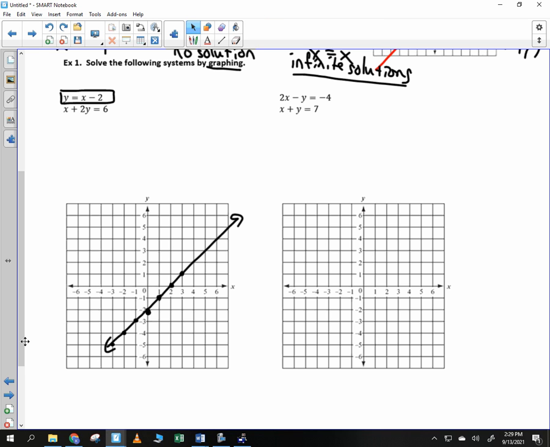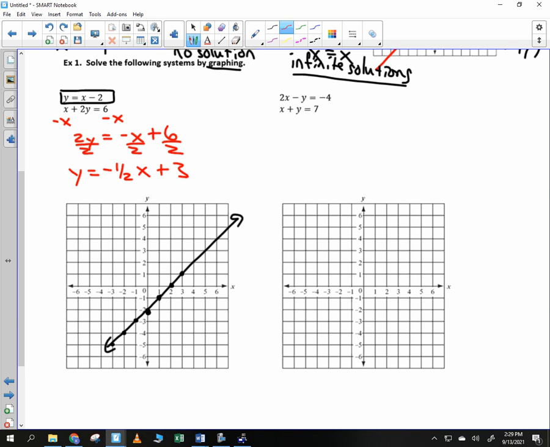Then I have x plus 2y is equal to 6. There are two ways to graph this. I'm going to choose to put it in slope-intercept form. So if I subtract the x, I get 2y is negative x plus 6. Divide by 2. y is negative 1/2 x plus 3. So I will plot 3, and it says negative 1/2. That means down 1 over 2, down 1 over 2.